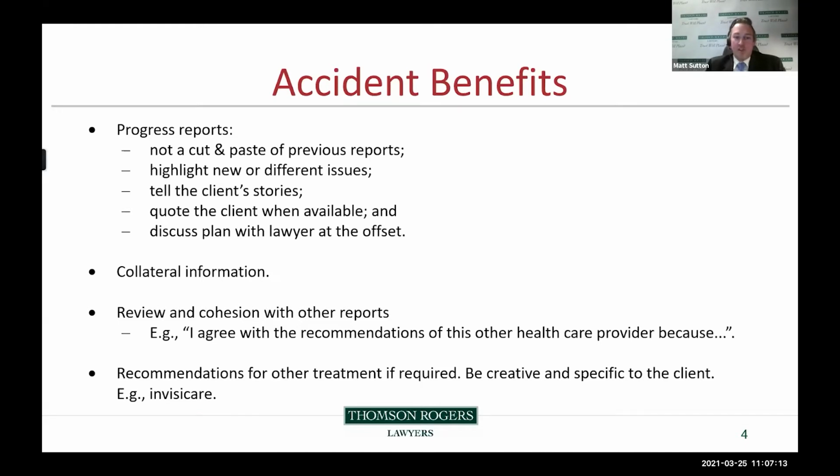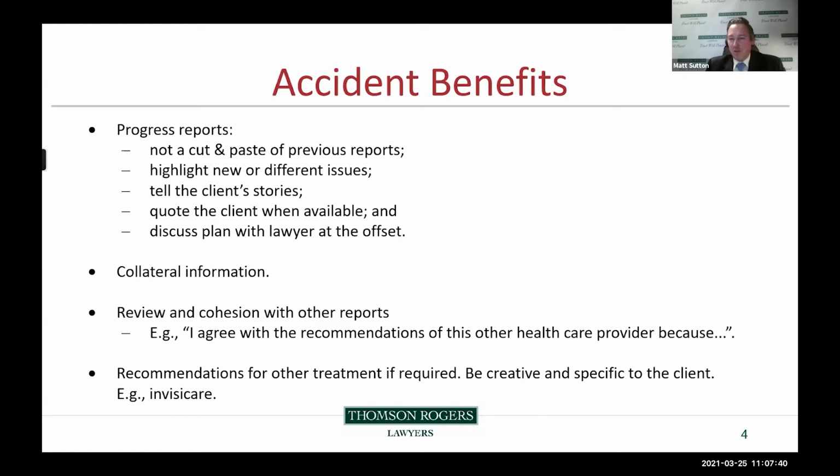Collateral information is a very persuasive tool for lawyers when we get to a hearing. If we have reports and we know that our healthcare providers have spoken to family members or people living in the home, and they can corroborate or at least lend some understanding to what the client is going through, it's very helpful for us to know what witnesses we can rely on at the hearing and otherwise.